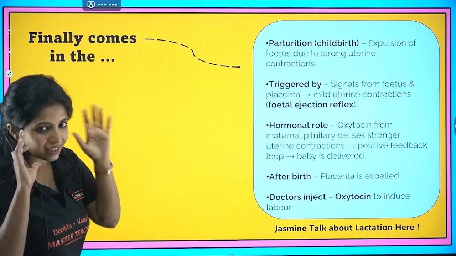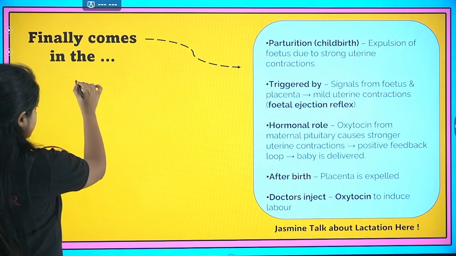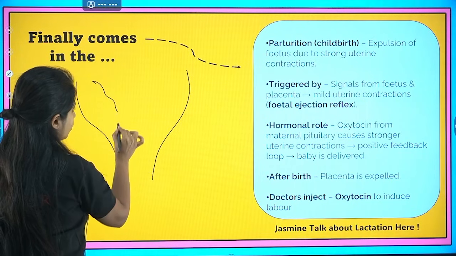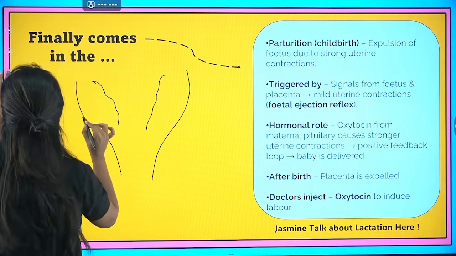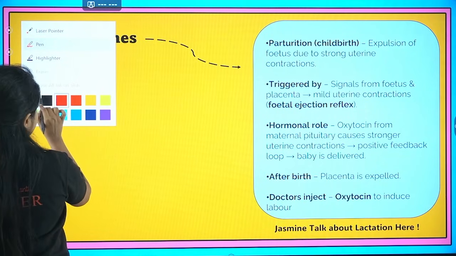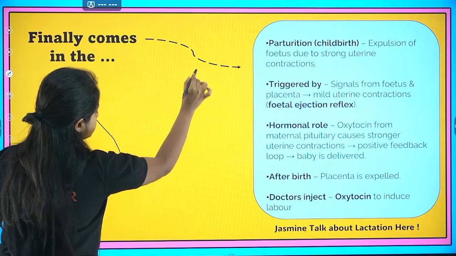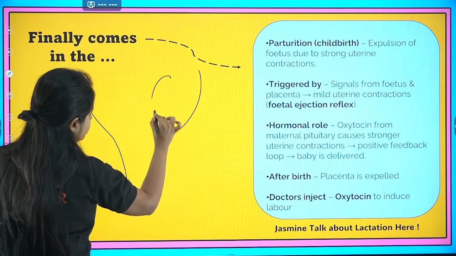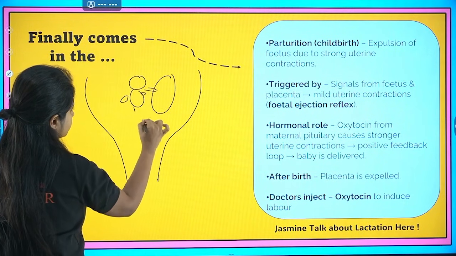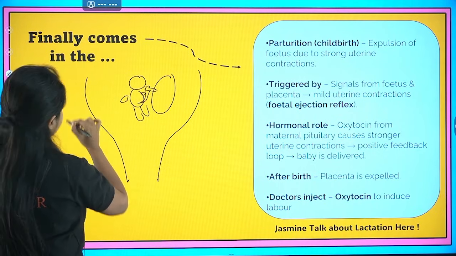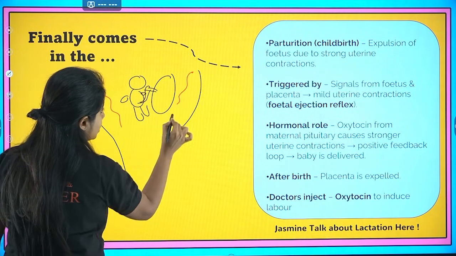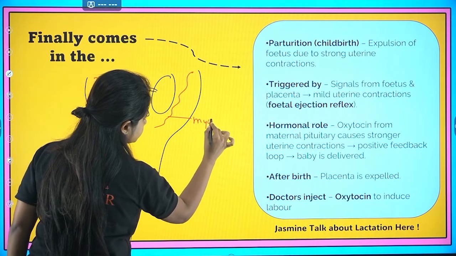Since you have everything in your head, it will be easy for you to understand. This was the uterus. Here you have the endometrium, and basically I can just make it like this. Suppose this is the uterus, and here you have the placenta and the baby. And suppose here you have the myometrium, the muscular layer.